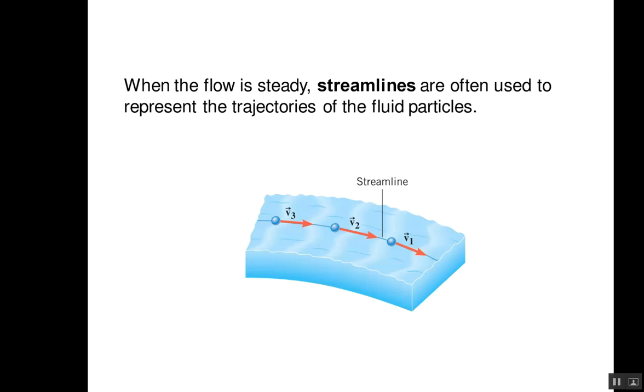We talked a bit about streamlines. This is a way of idealizing the trajectories of fluid particles. Here's a fluid particle, particle 1, 2, and 3. They're all following the same path, just slightly separated in time. But particle 3 will end up where particle 1 is at some later point. And that line that connects that path just means that the velocity is parallel to that path at all points.